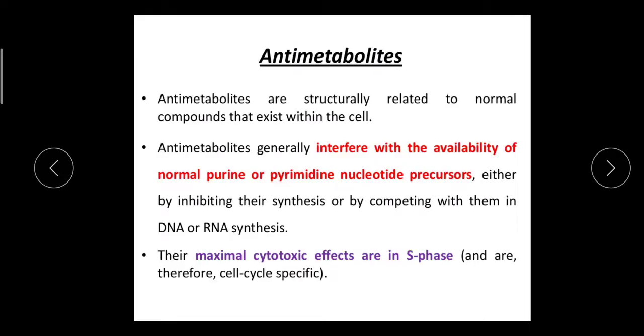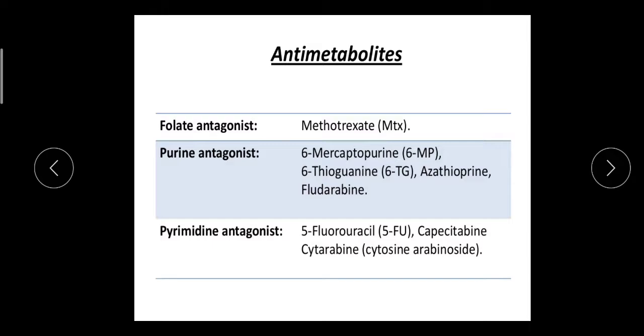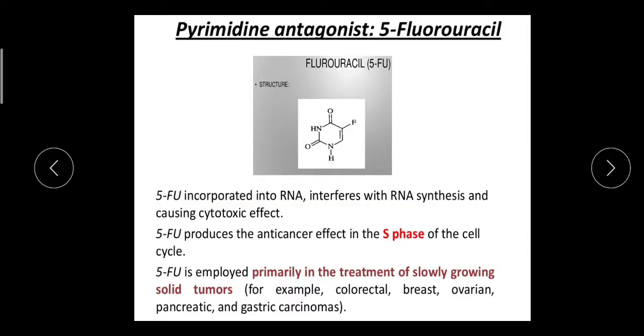Up till now, we have seen the different classes of antimetabolite. What is meant by antimetabolite? Then classes of antimetabolite: folate antagonist, purine antagonist, pyrimidine antagonist. Under pyrimidine antagonist, the first drug is 5-fluorouracil. It interferes in the RNA synthesis and causes a cytotoxic effect.